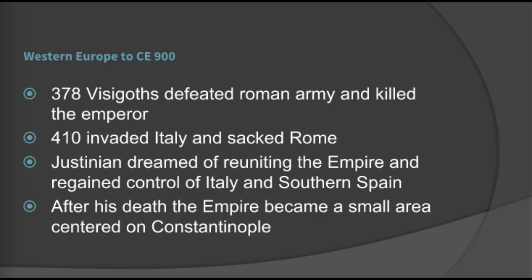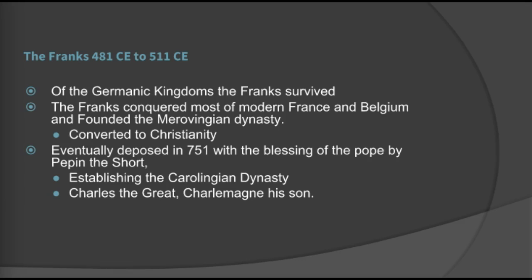Justinian dreamed of reuniting the empire and regaining control of Italy and southern Spain. After his death, the empire became a small area centered on Constantinople. Of the Germanic kingdoms, the Franks survived, and the Franks conquered most of France and Belgium and founded the Merovingian dynasty. They also converted to Christianity.